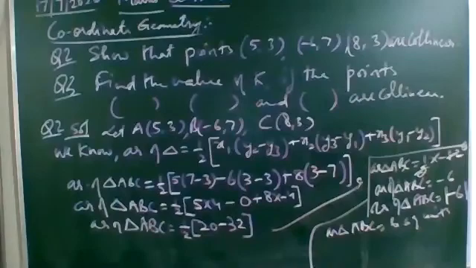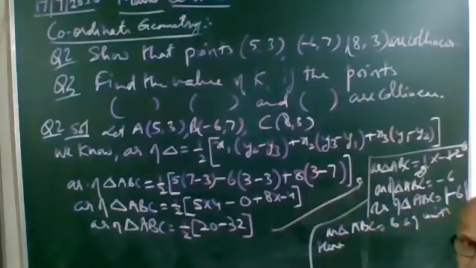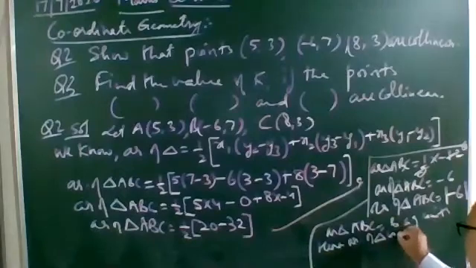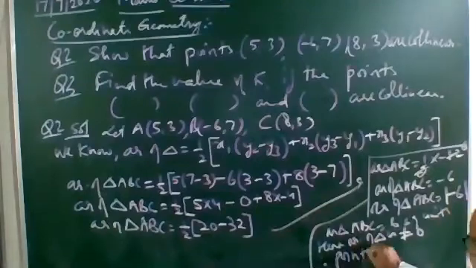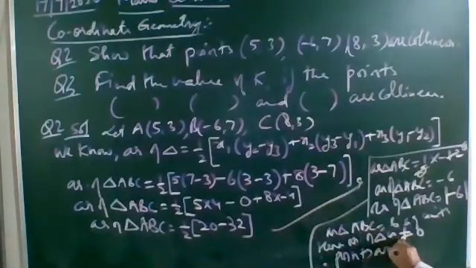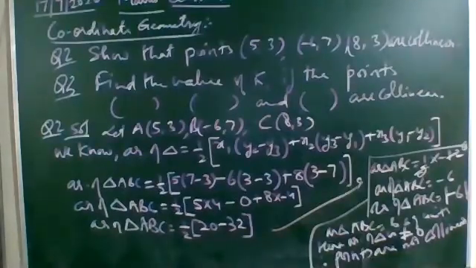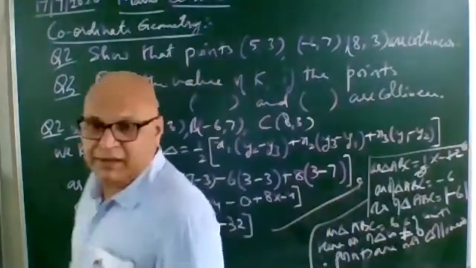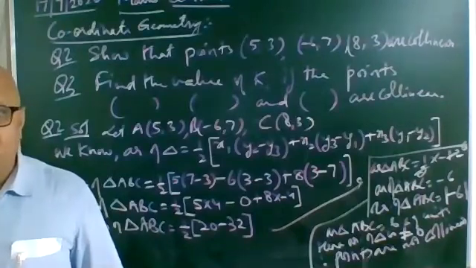Therefore, we say here the area of triangle is not equal to 0. Therefore, the points are not collinear. So this is the way you have to do the question. Now this completes the lecture.